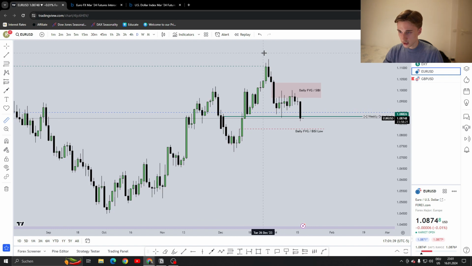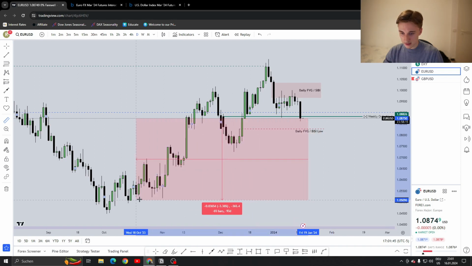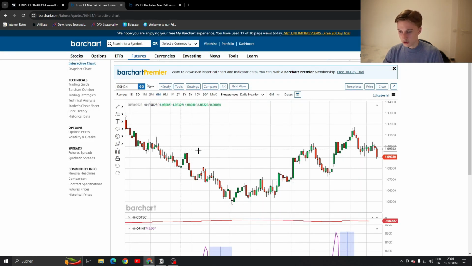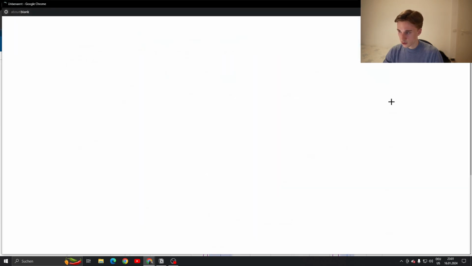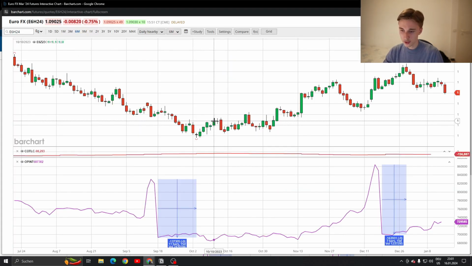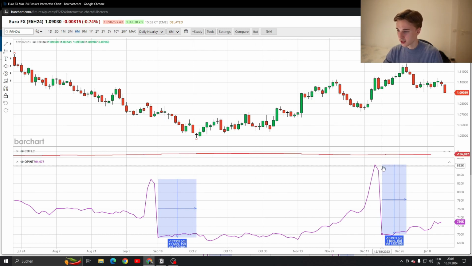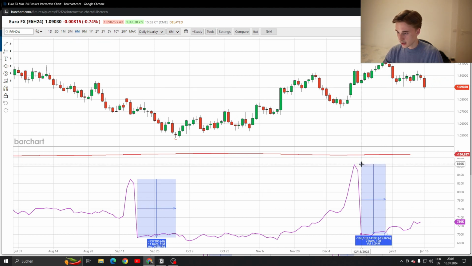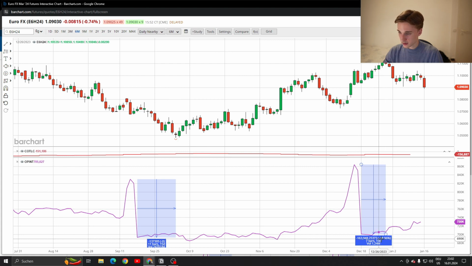If this really should put in a long-term swing high inside the marketplace, then we could look for lower prices until these relative equal lows, which would equate to 360 pips of downside potential. I'm going to show you the open interest for the Euro futures right here as well. We can see the same phenomenon repeating here. We had a decline in open interest of about 19% right here. And after that, 10 days later, we put in the swing high of the current market.